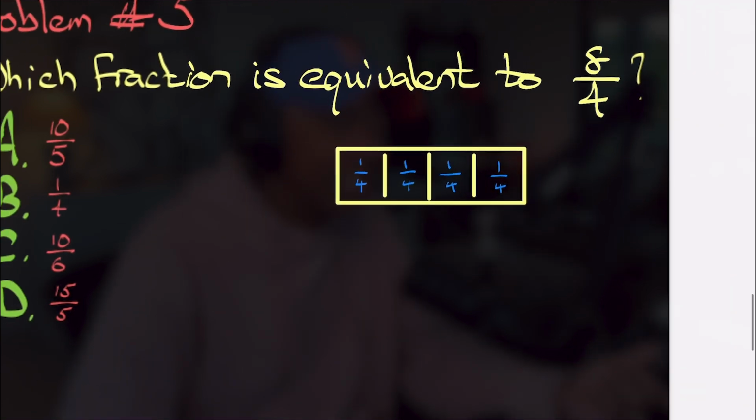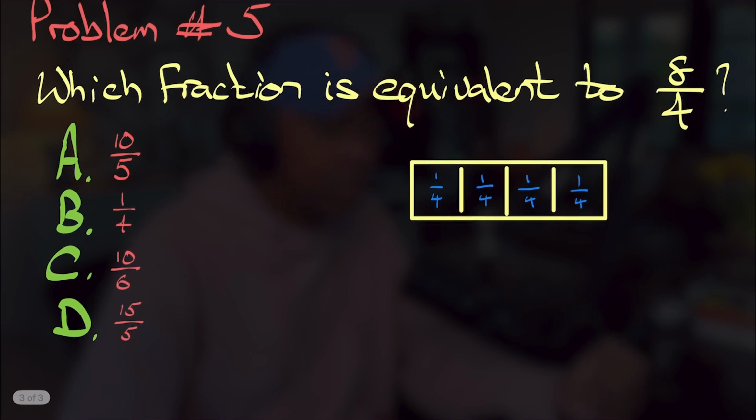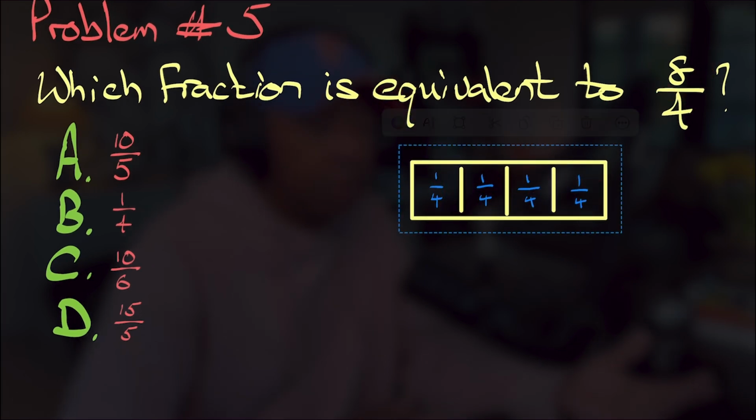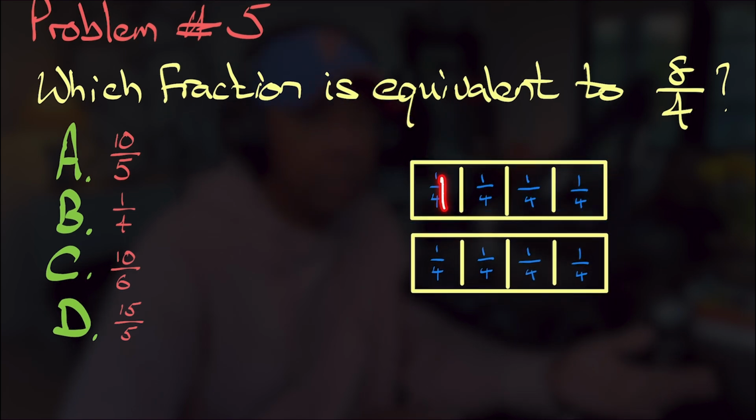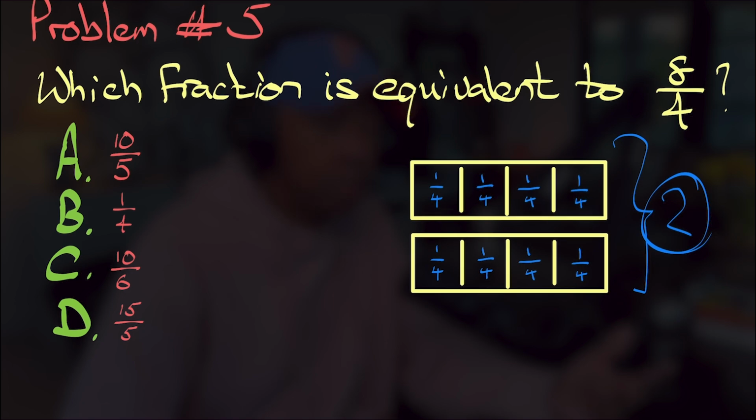But I'm asked for 8/4. My numerator tells me how many pieces I need, which means I need a whole other whole, a second whole, in order to get to 8/4. And so that's my total, 2 wholes. Well, choice B is 1/4. That's obviously not 2 wholes. So now I have to take a look at each of the other choices. 10/5 is the same as 2 wholes.